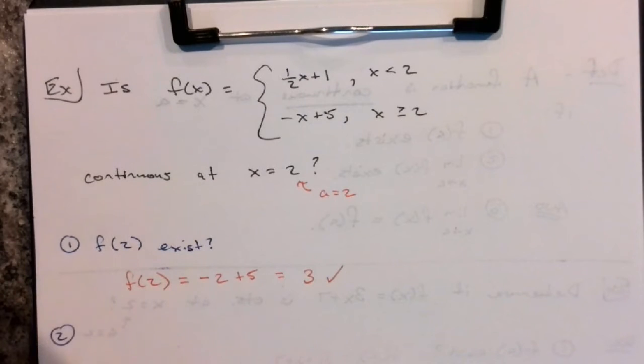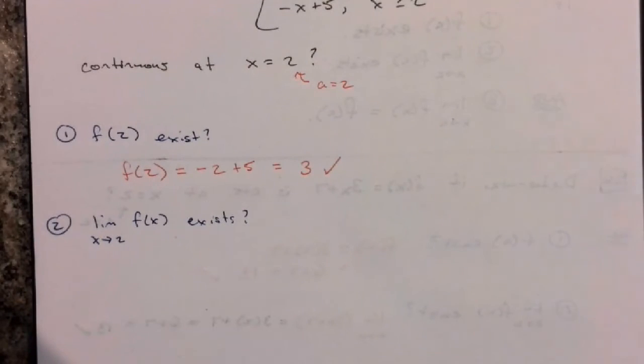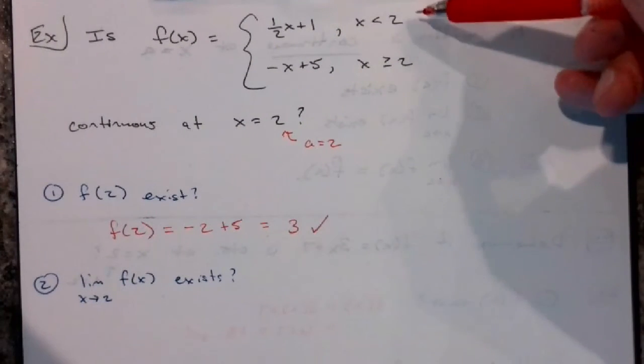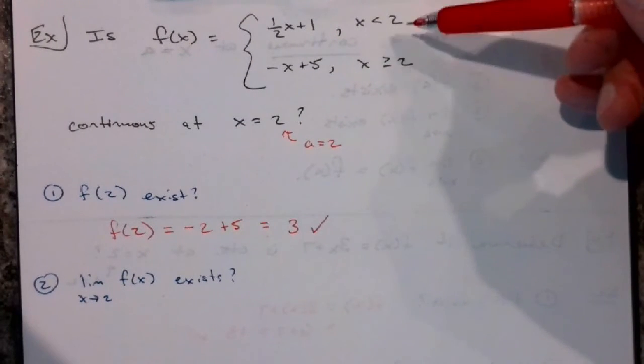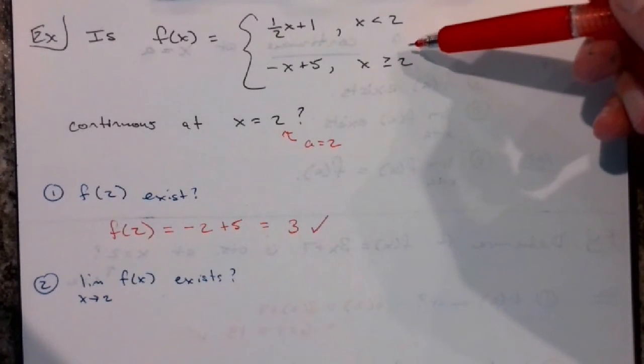The second thing you're looking for is you want to know if the limit as x approaches a, in this case, the limit as x approaches 2 of f of x, exists. Now, when you're finding this limit, remember, we don't care what happens exactly at 2. We care what happens as you approach 2. Since this is defined differently from the left and right side, you do have to do 2 limits. A limit from the left and a limit from the right because it splits at this value of 2.